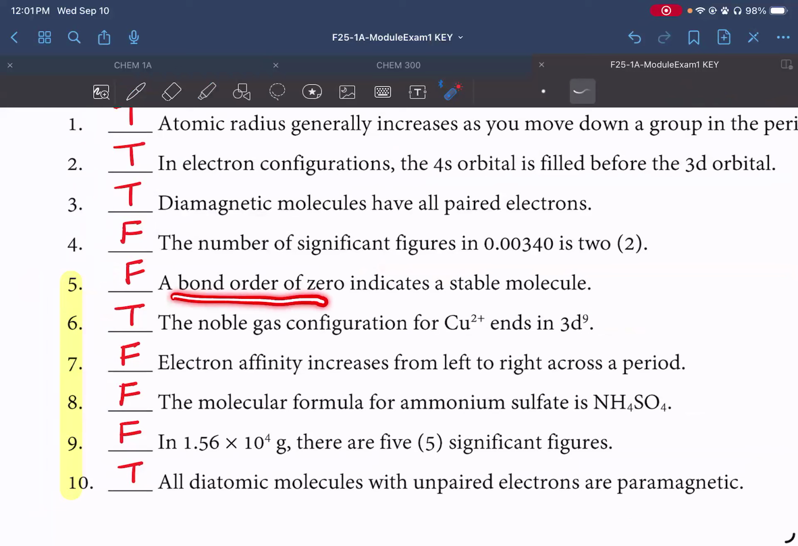A bond order of 0 represents an unstable molecule. The noble gas configuration for copper, some students put a false for that one.